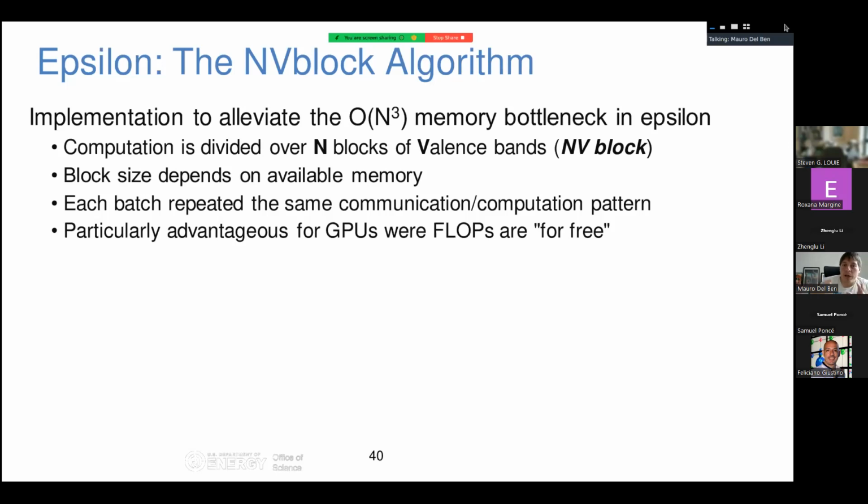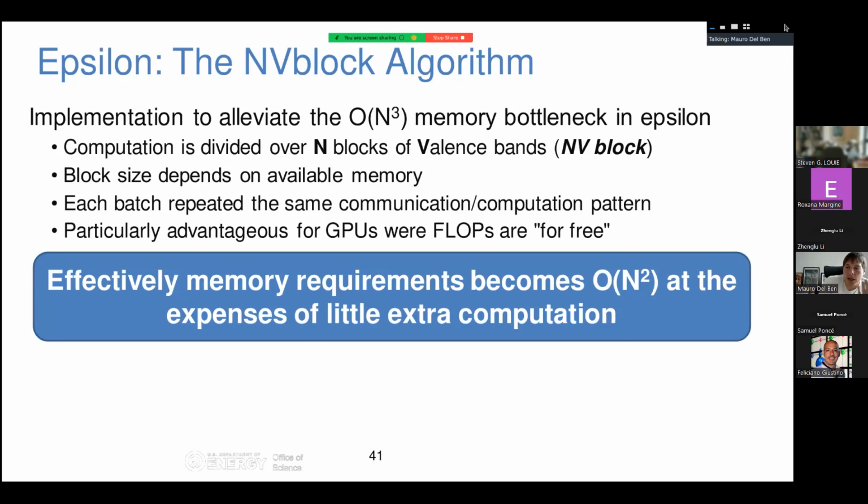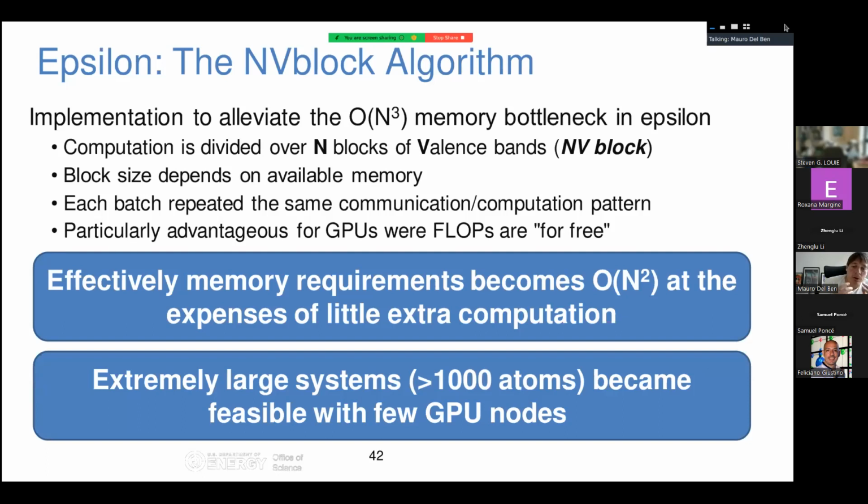This allows you to break this huge matrix multiplication into blocks, for which you can control the memory according to the memory that you have available on your resources. And essentially, you batch the thing and you repeat the communication cycle for each of these batches. This really helps to effectively reduce the memory requirement from n cubed to n squared. And this really makes it possible to tackle extremely large systems with very few hybrid nodes, having the GPUs essentially taking care of all the computation.